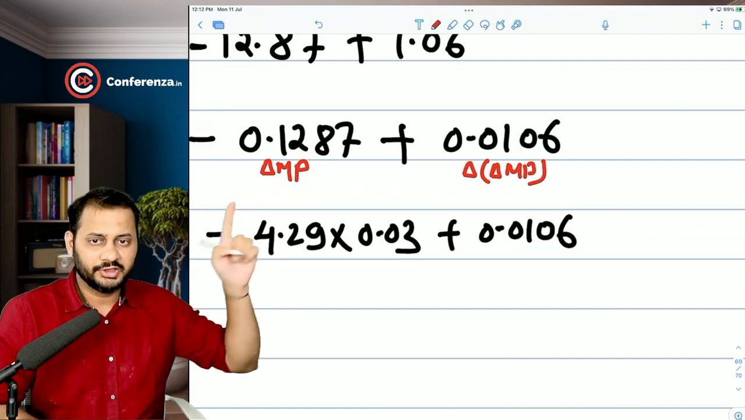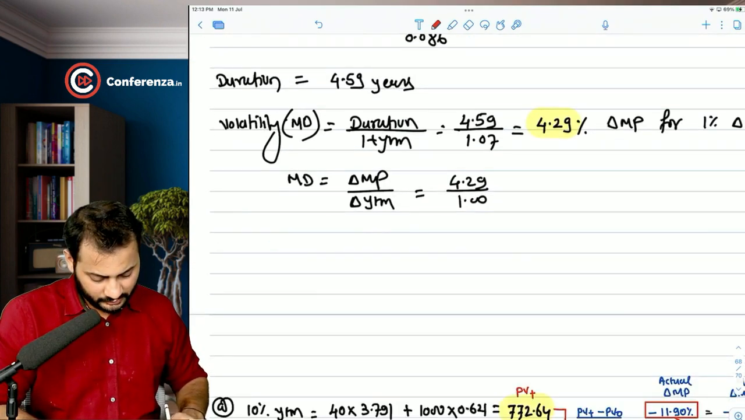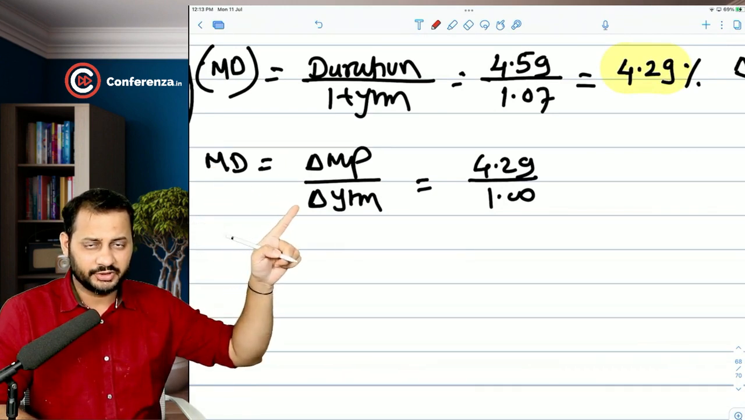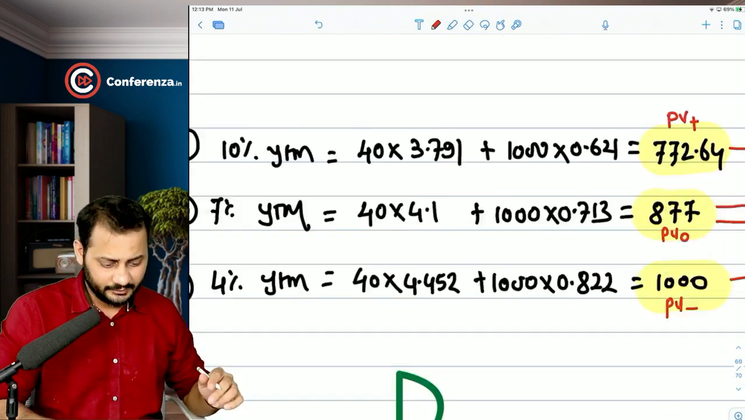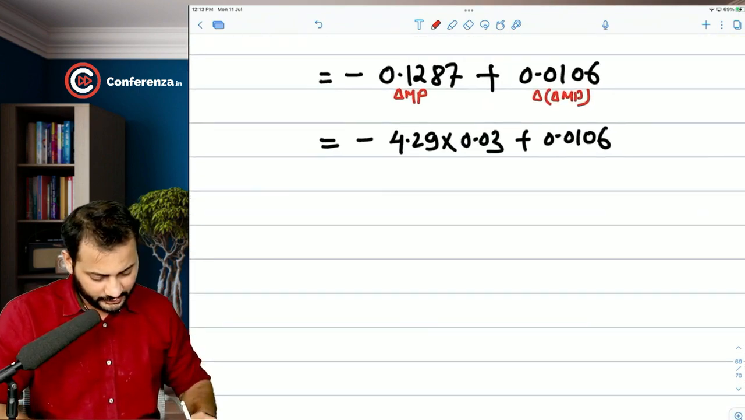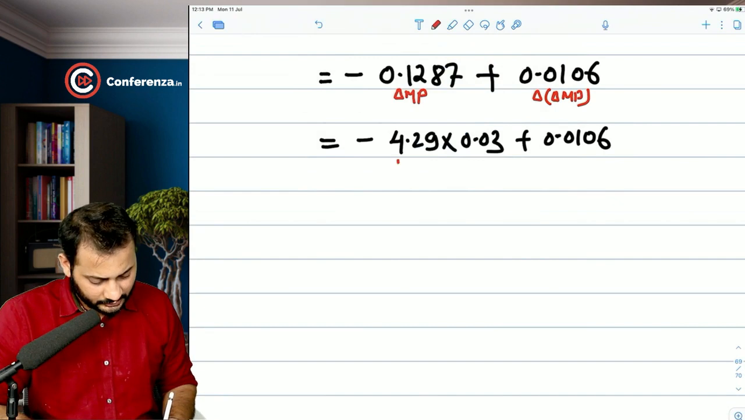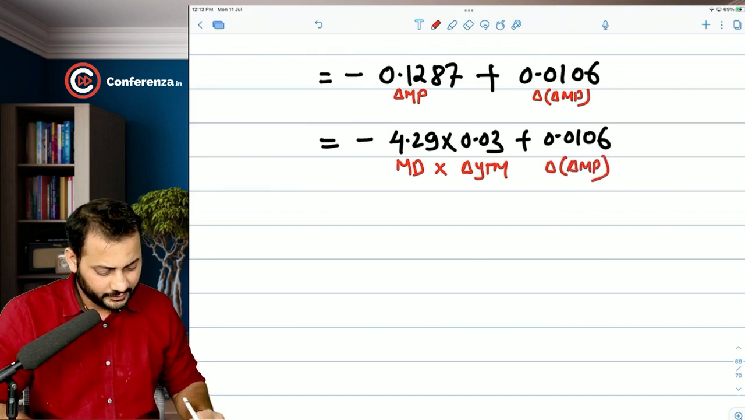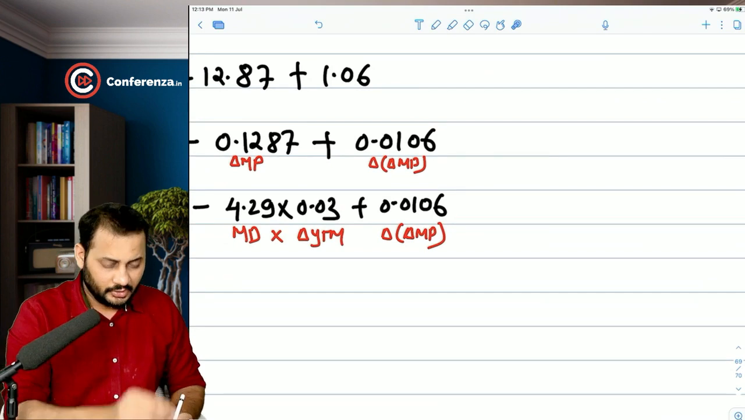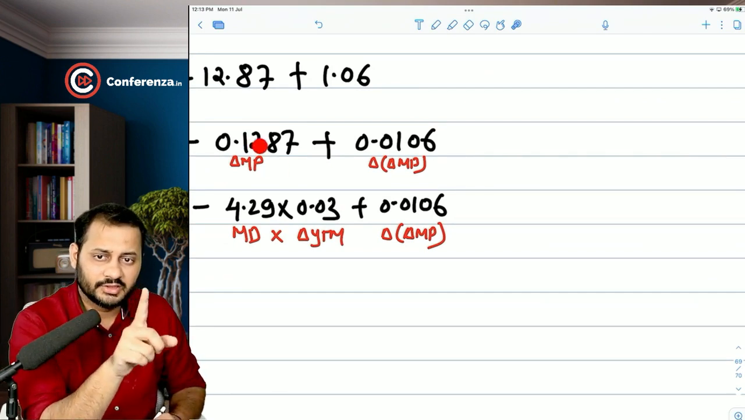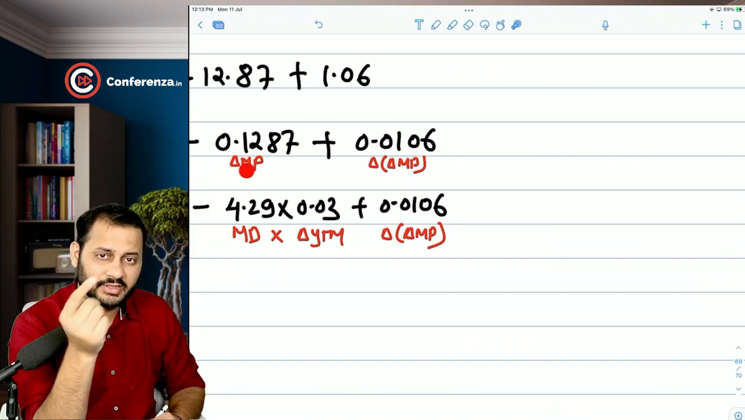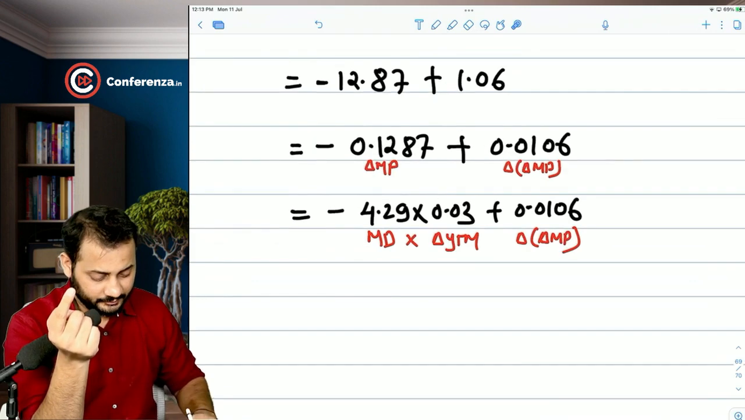Okay, this change in market price, have a look. This change in market price was arrived at by modified duration into change in YTM. If you shift that change in YTM to that side, we can write this as modified duration into change in YTM into change in market price. But understand one thing, this is the change in market price for 3% YTM, right?